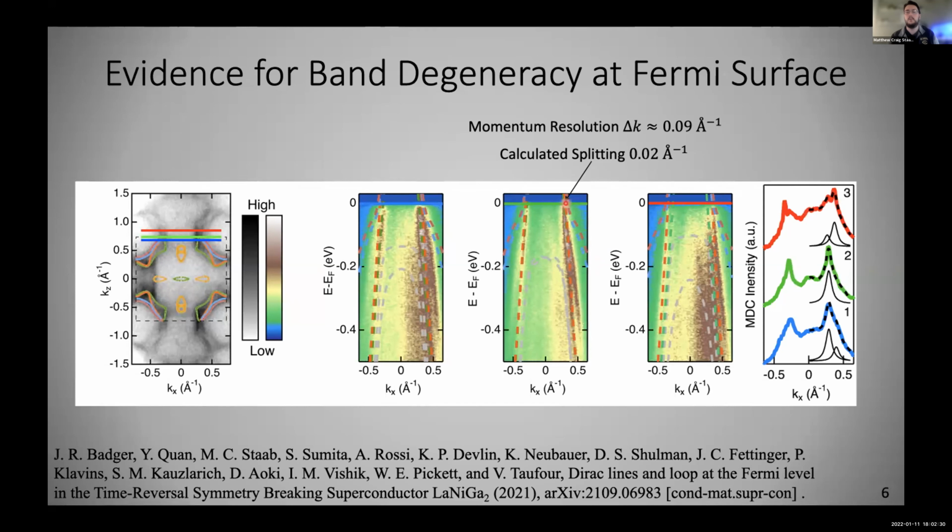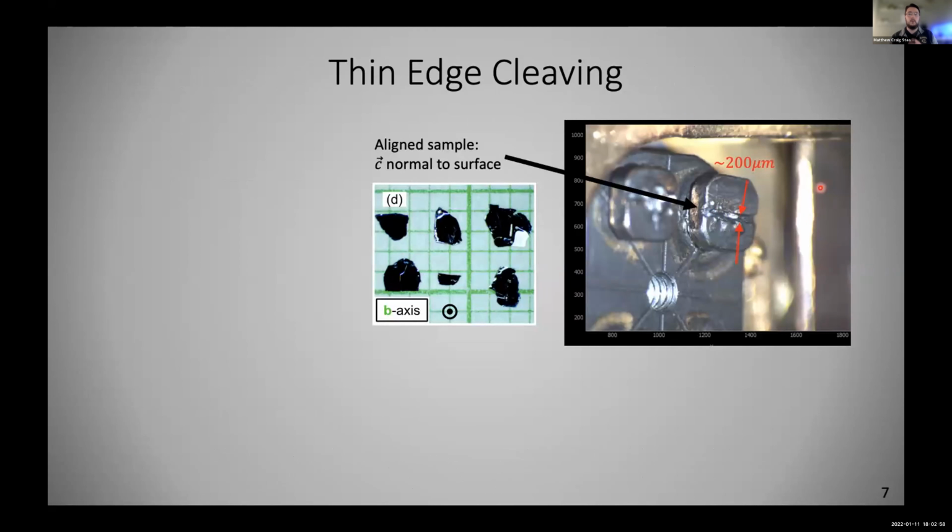You can see in the middle panel that the green and red lines are basically on top of each other, and the calculated splitting at the Fermi energy is about 0.02 inverse angstroms, where again, my resolution was much broader than that, about 0.09 inverse angstroms. So the peak we measured was about as thin as it could be. This is very good quantitative evidence that there is actually a band degeneracy at the Fermi surface at those zone boundaries.